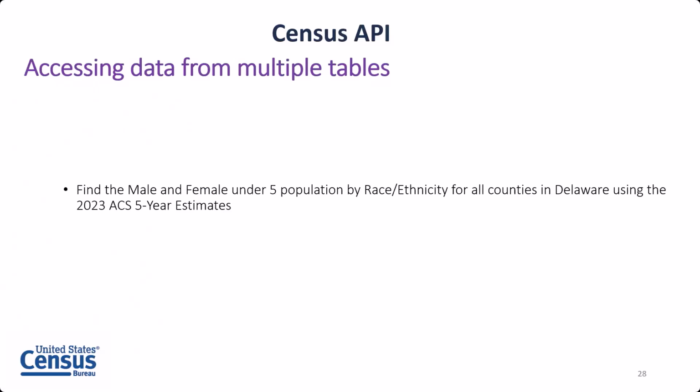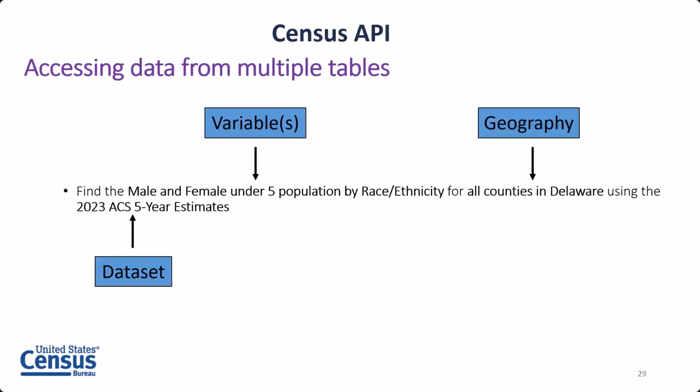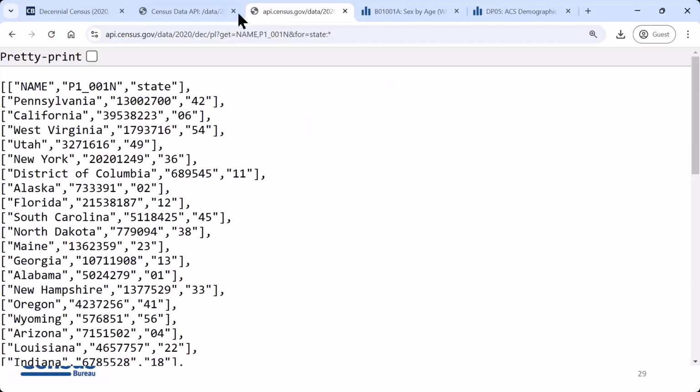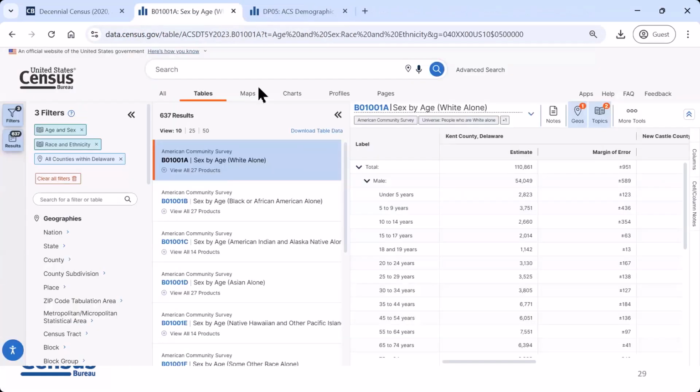So again, breaking down this question into those 3 parts, we've got our variables that we're looking for, male and female under 5 population, geography going to be all counties in Delaware, and then our data set, this time we are going to use the 2023 ACS 5-year estimates. So heading back over to my browser, actually before I go into the API here, I wanted to show you why you might choose to use the API over something like data.census.gov to pull this data.